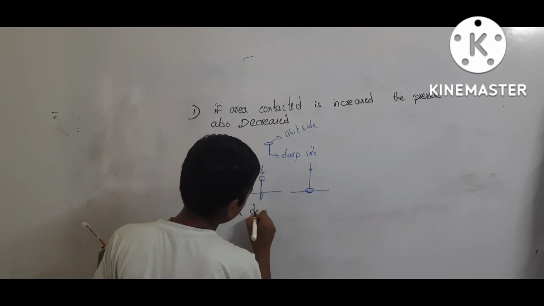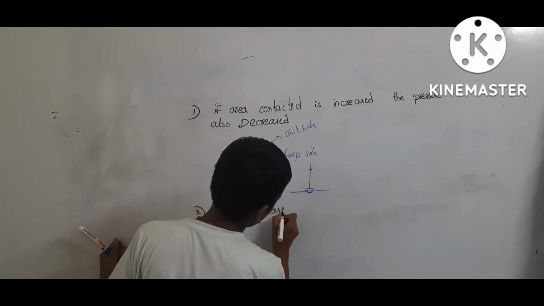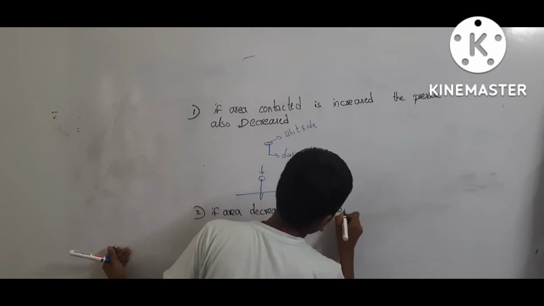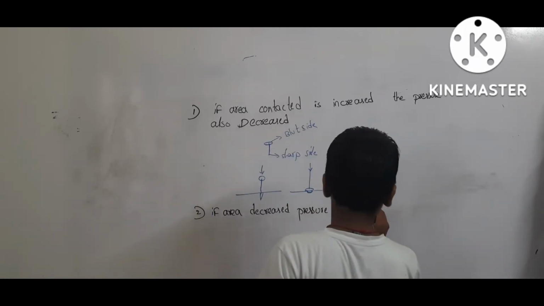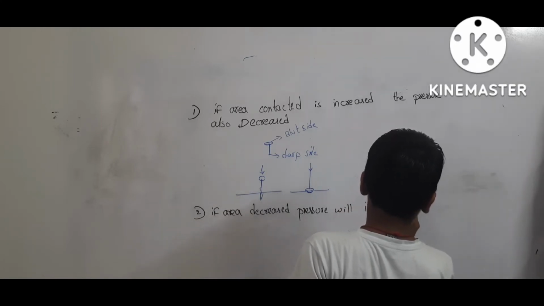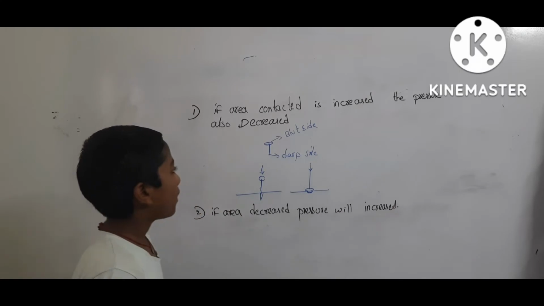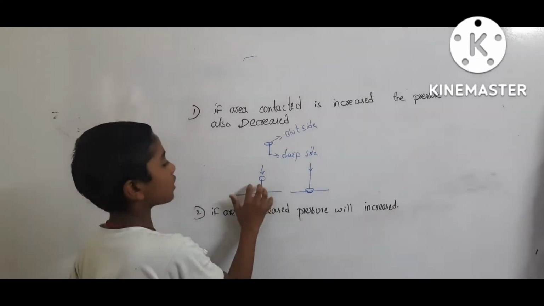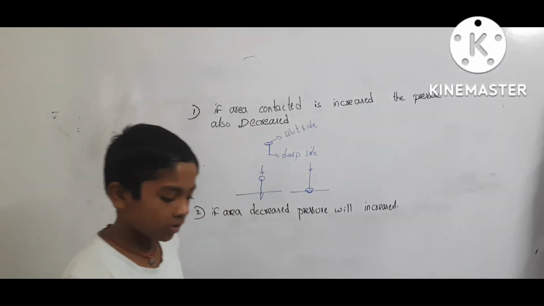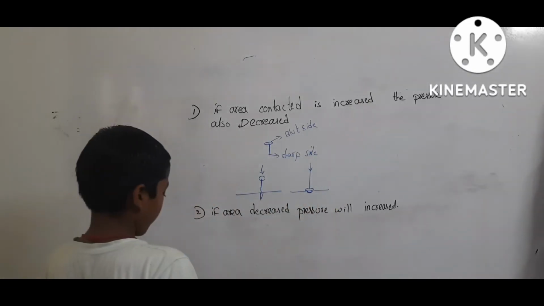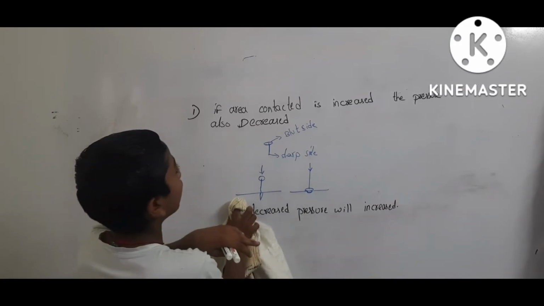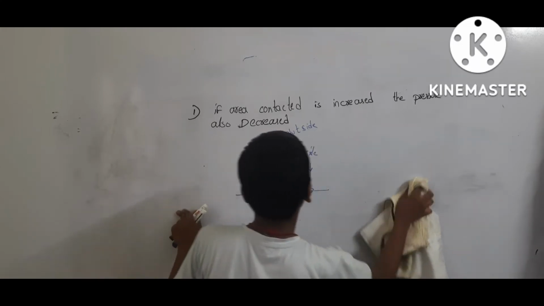Two: if the area decreased, pressure will increase. Sorry friends, increased. This is also the same example. Okay friends, that was about area of contact. Now we will discuss thrust.